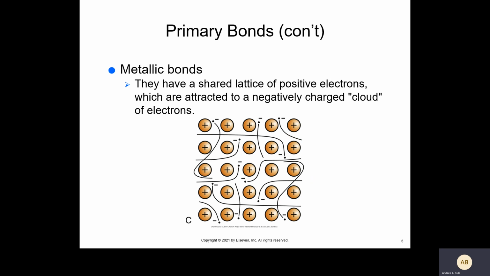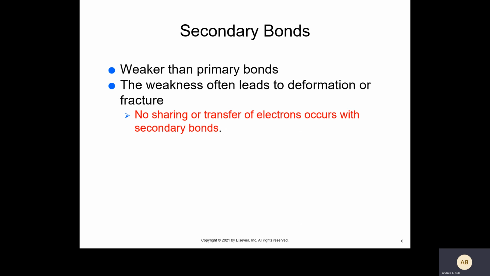And then metallic bonds is the last type of primary bond. They have a shared lattice of positive electrons which are attracted to a negatively charged cloud of electrons. Like I said, the secondary bonds are weaker than primary bonds, and this weakness can often lead to deformation or fracture. There is no sharing or transfer of electrons that occurs in a secondary bond.